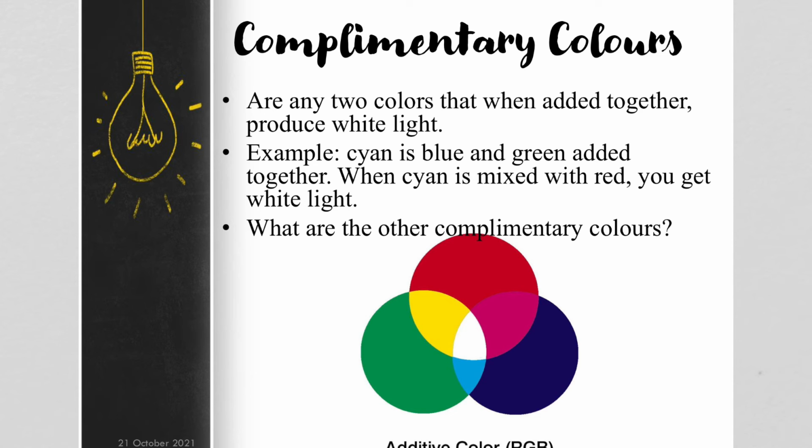So what are some of the other complementary colors? If I mixed red and green together, I get yellow. Then if I mix that yellow and blue together, I would get white light, and so on.